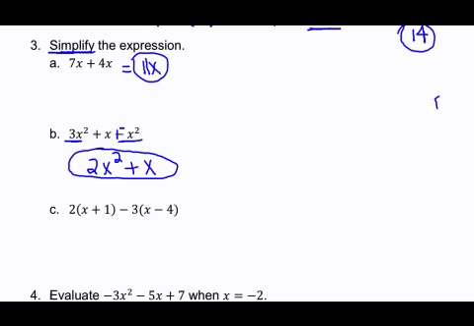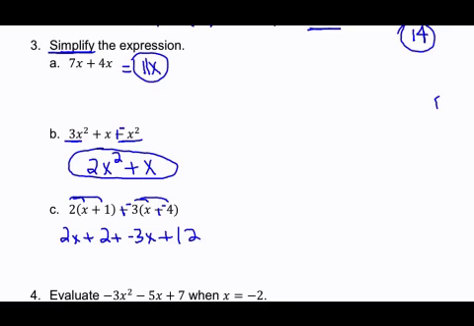Lastly, on part C, notice we have parentheses. We want to get rid of these parentheses. So we're going to use the distributive property. So we have 2 times x, which is 2x, 2 times 1, which is 2. Now this is where it gets a little bit tricky. Again, subtraction is the same as adding the opposite. So this is a negative 3 times what's inside the parentheses. So we are going to add a negative 3x, and a negative 3 and a negative 4 is going to be a positive 12.